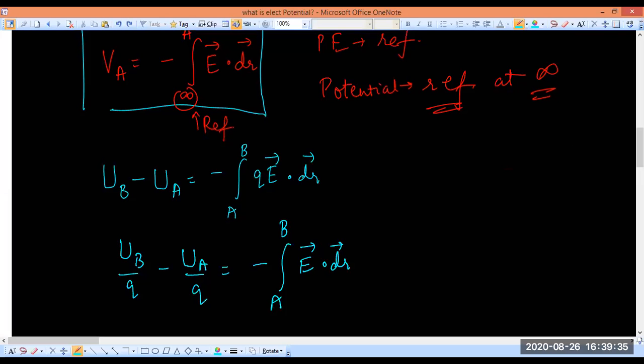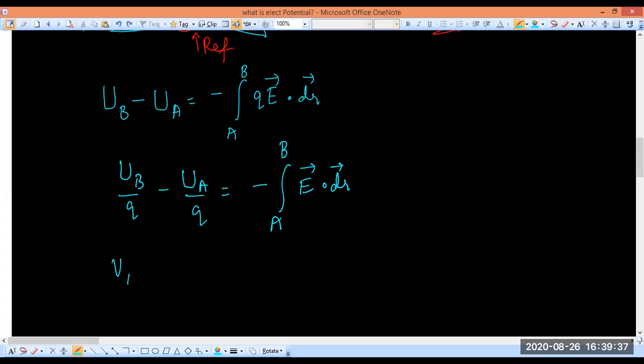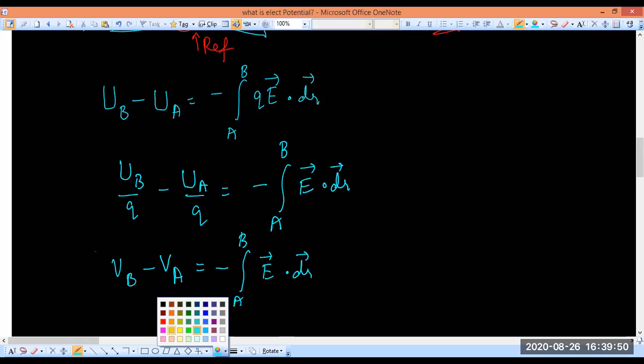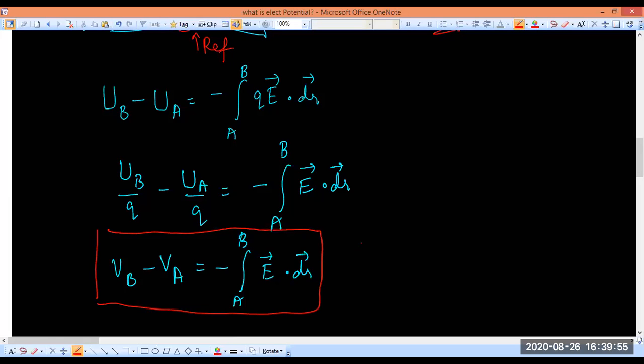Okay, so this is finally VB minus VA, right? VB minus VA is equal to negative integration A to B E vector dot dr. This is another important formula. Everybody, make sure you remember this. All right, this is the formula of electric or electrostatic potential difference, right? Potential difference, VB minus VA. V is potential, so VB minus VA, potential difference.